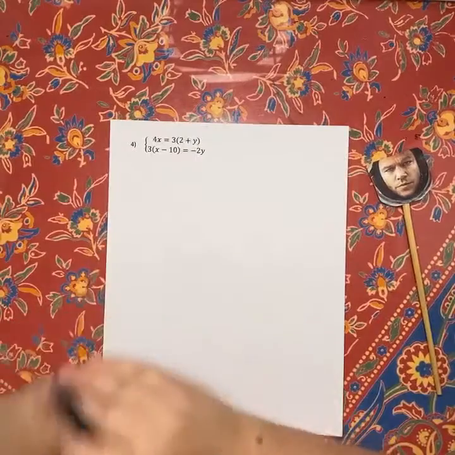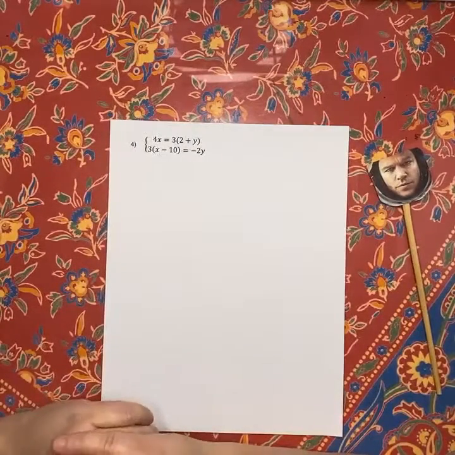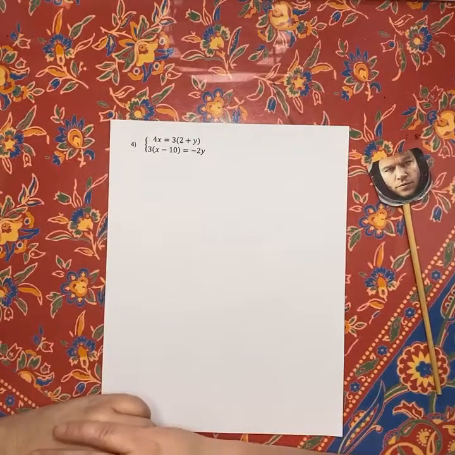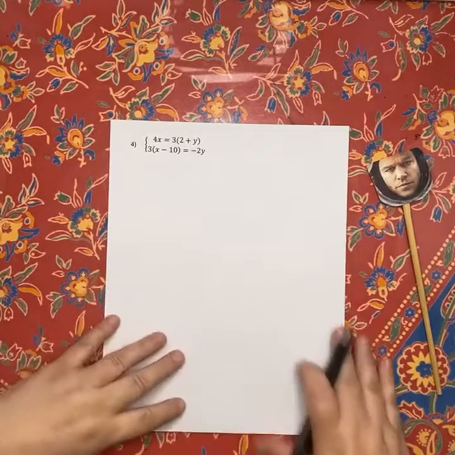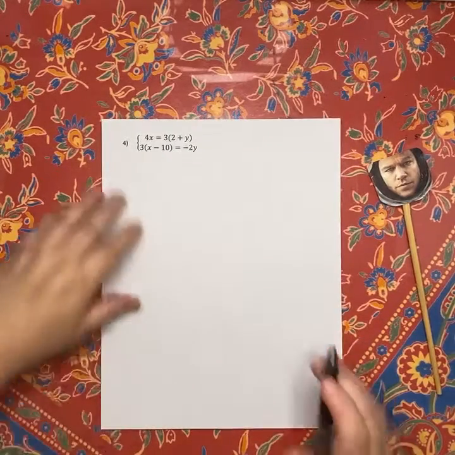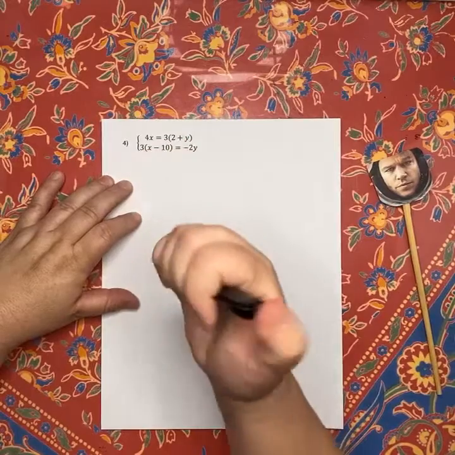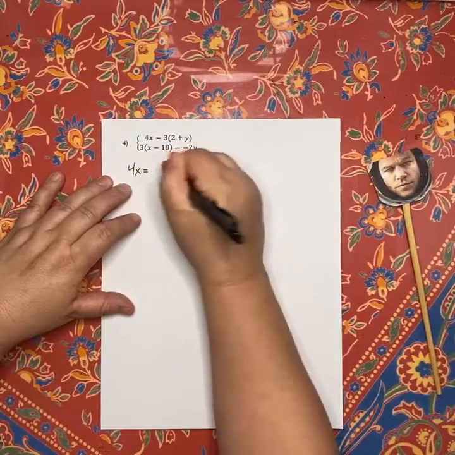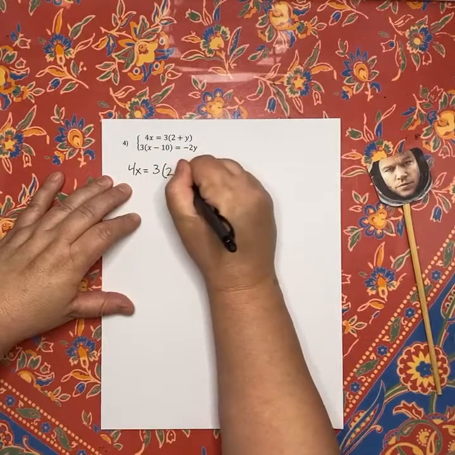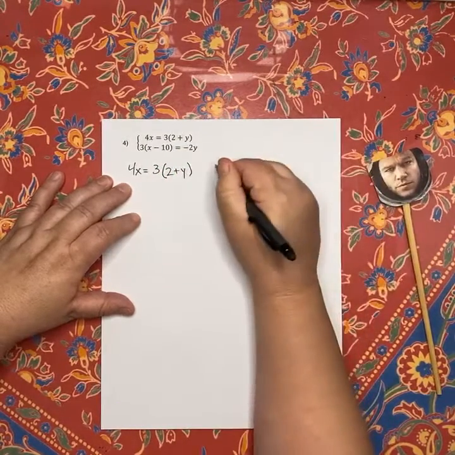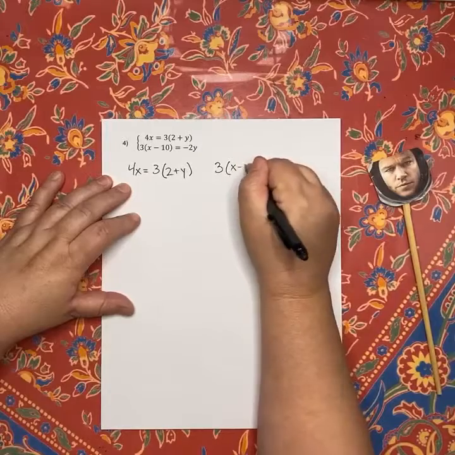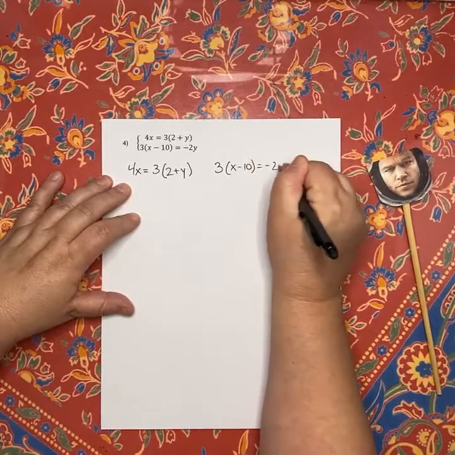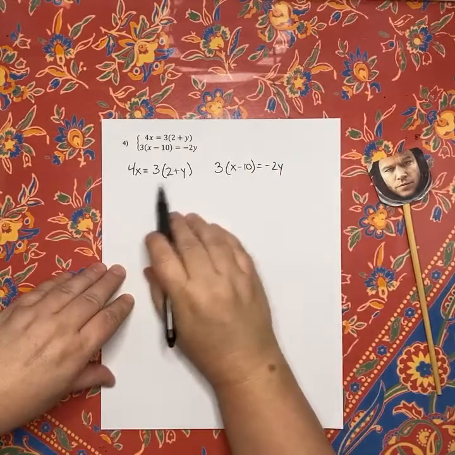So the first thing I see on this one is that I have a big mess. So what I'm going to do is simplify each of the two equations. The first equation is 4x equals 3 times the quantity 2 plus y. And the other one is 3 times the quantity x minus 10 equals negative 2y. So I'm going to go ahead and start with the first one.